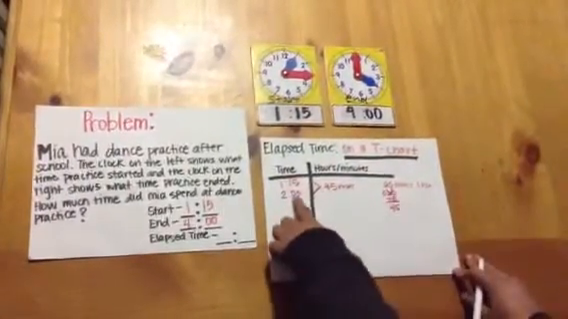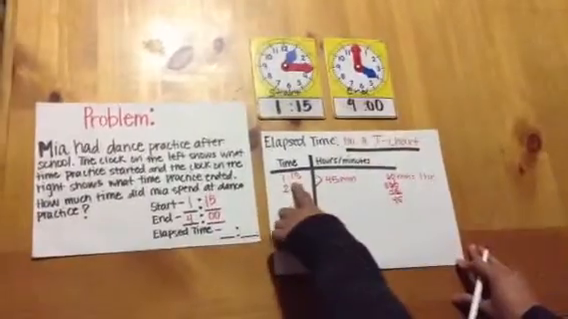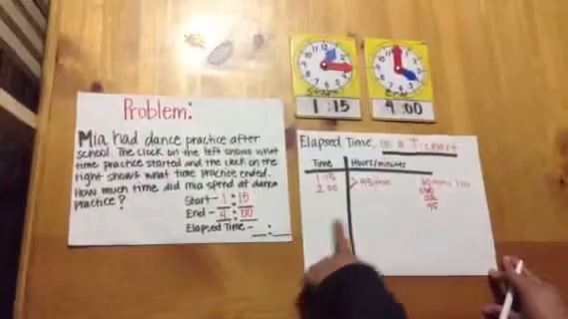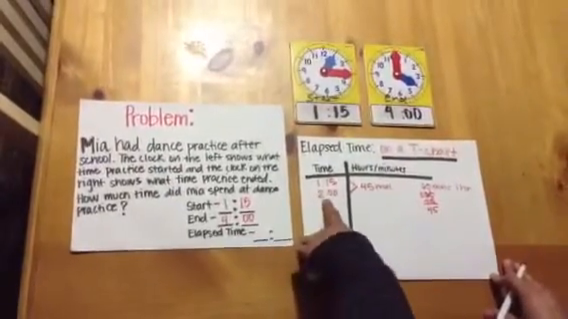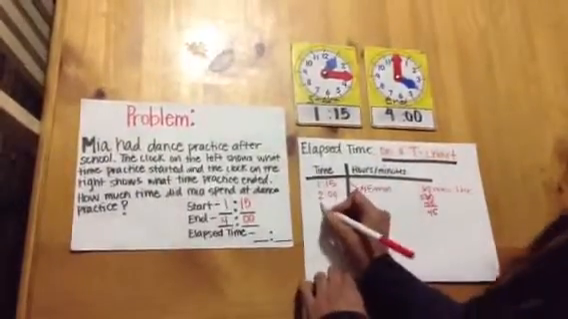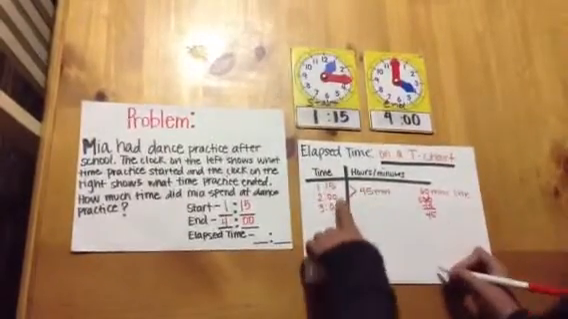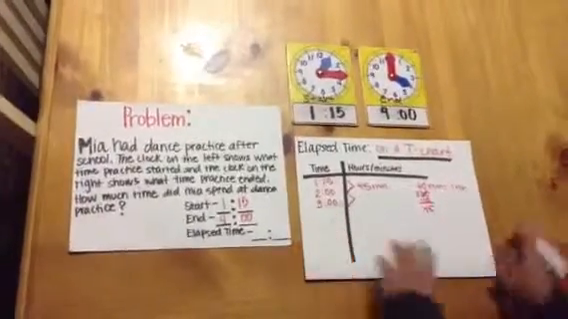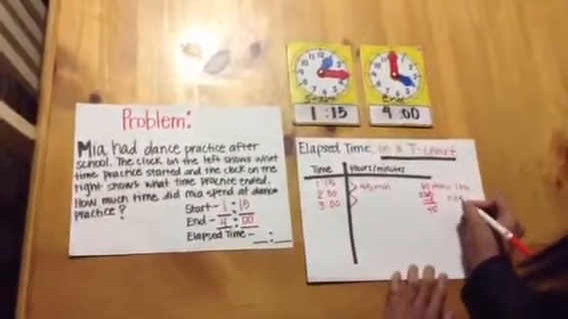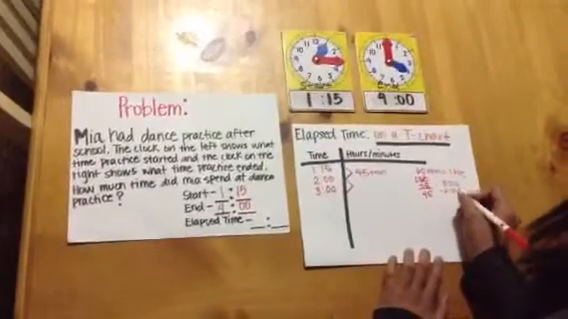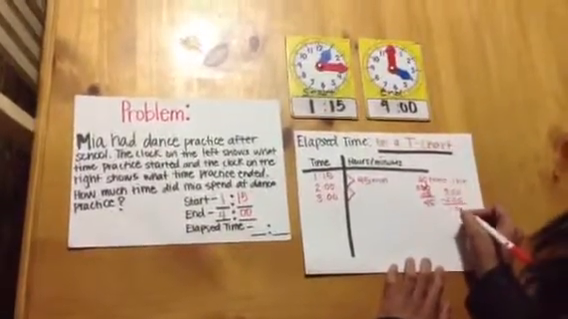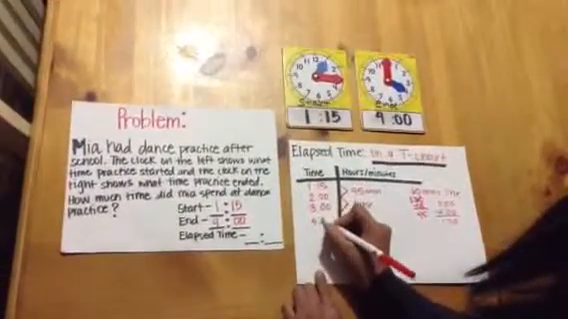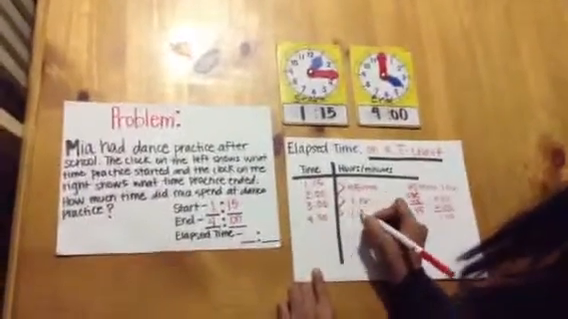I regrouped the 60 and took the 15 minutes away that I had from 1:15 and got 45 minutes. Now, the next step is we jump to the next hour, which would be 3 o'clock. From 2 o'clock to 3 o'clock, how many hours and or minutes is that? We can clearly see that 3 o'clock from 2 is 1 hour. And that from 3 to 4 is another hour.